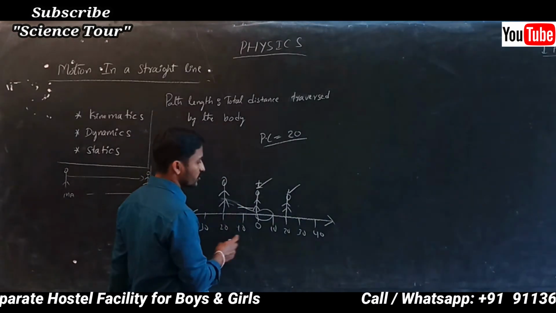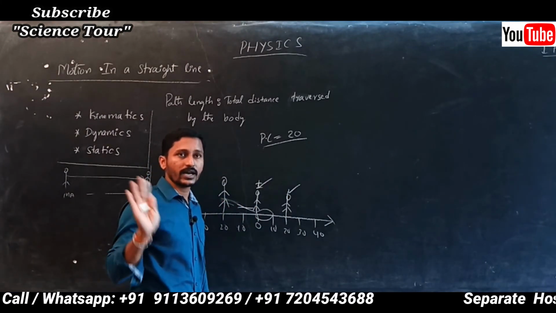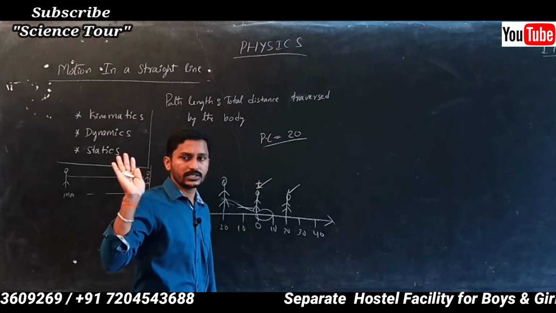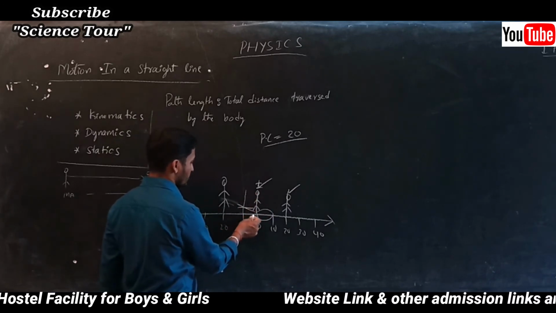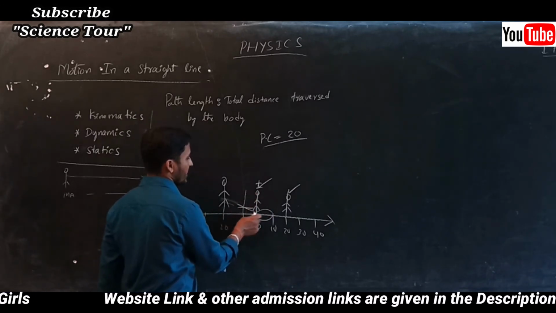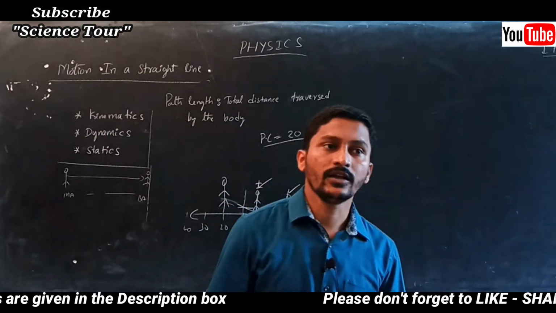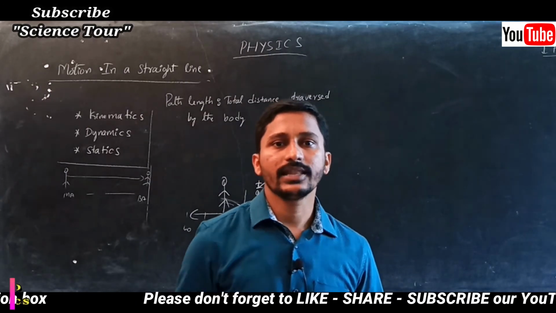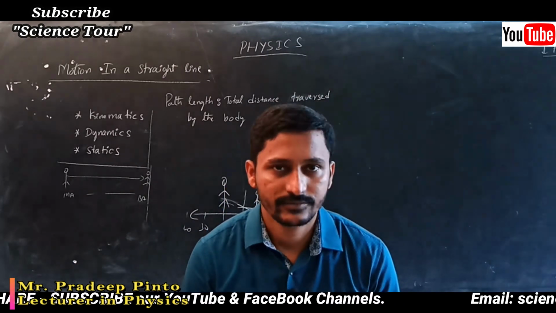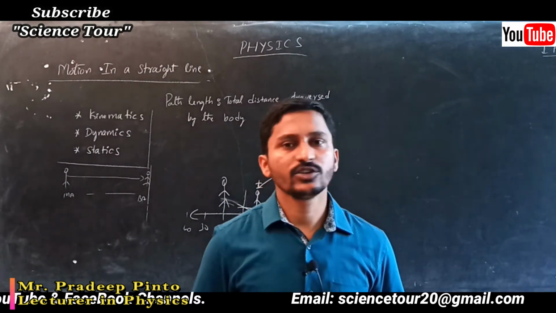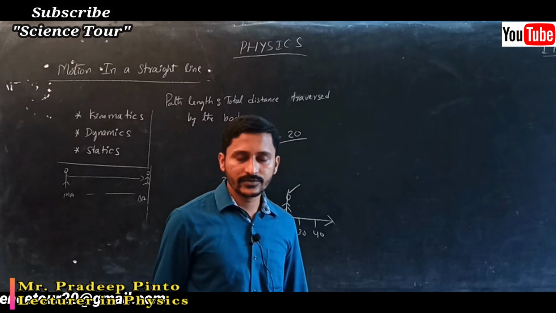Don't think that it is negative. Though it is in that direction, path length means we are not going to consider any direction. Path length means it is the total distance. So here also it is possible, here also it is possible, 10, 20 here also. So multiple positions are possible. What is the disadvantage of path length? By knowing the path length, you can't make out the exact position. That is a disadvantage.